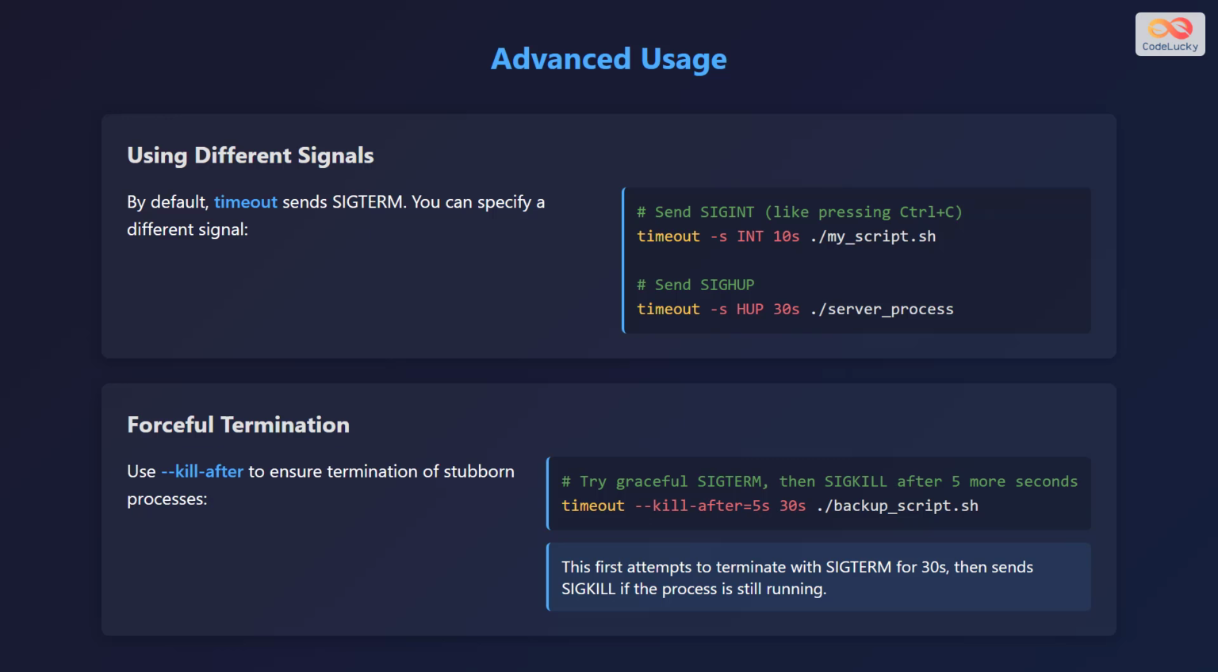To try a graceful SIGTERM, then SIGKILL after 5 more seconds, use timeout --kill-after=5s 30s /backup_script.sh. Note that this first attempts to terminate with SIGTERM for 30 seconds, then sends SIGKILL if the process is still running.